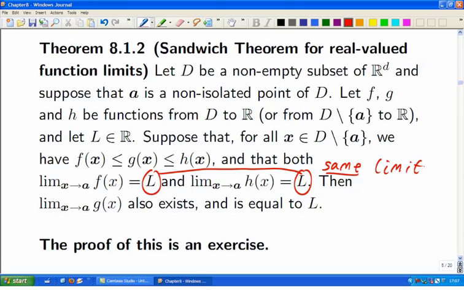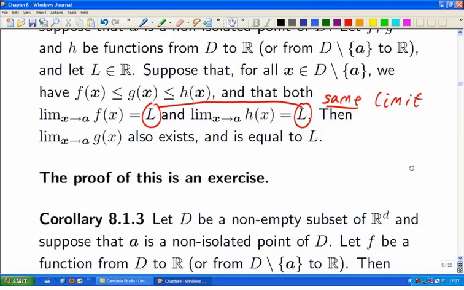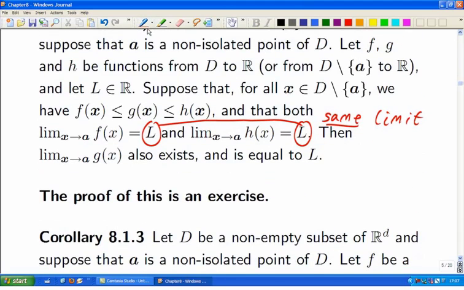Well, the idea is that if you're sandwiched between two functions which both have the same limit as you approach a, then you have to have that limit as you approach a as well. You can't escape from doing that. So the proof is an exercise, but at least I can draw you a little picture of a special case.